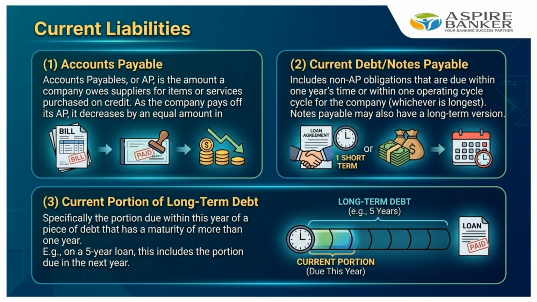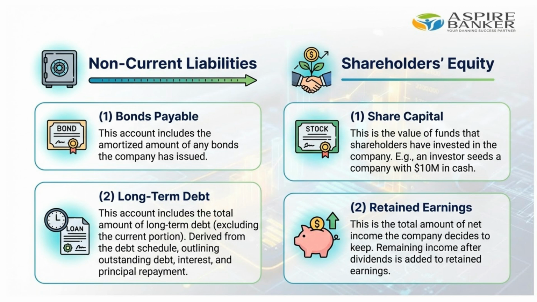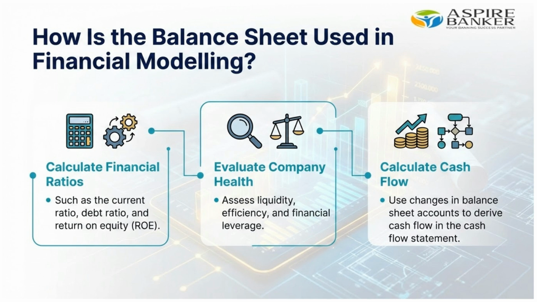The current portion of long-term debt is the specific part of a long-term loan due this year. Non-current liabilities include bonds payable and long-term debt, excluding the current portion. Shareholders' equity features share capital, the value invested by owners, and retained earnings, which is the net income kept by the company. The balance sheet is vital for financial modeling.